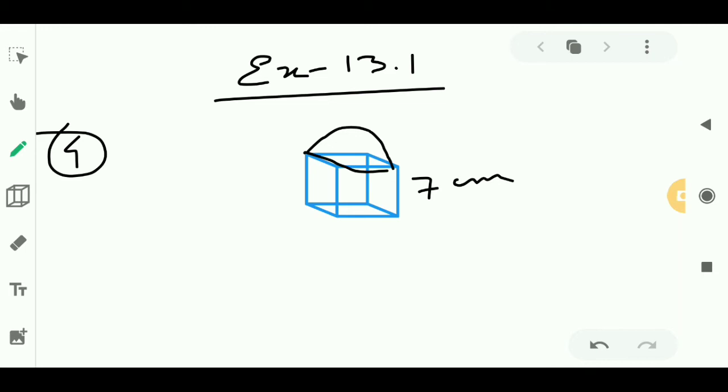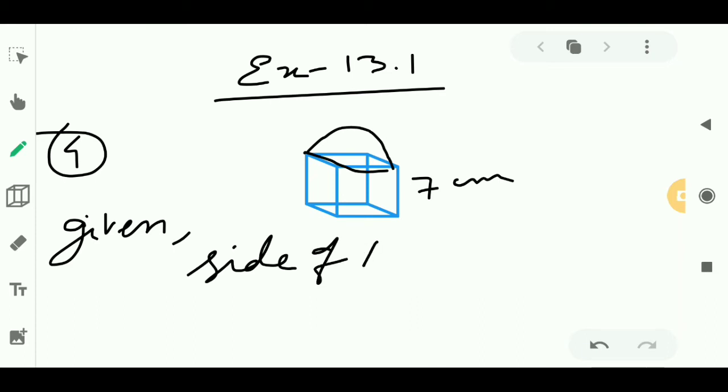We can see that the hemisphere is on the top of the cube. So the greatest diameter will be the side of the block only. That means 7 centimeter will be the greatest diameter. So first we will write here, given: side of block is 7 centimeter.